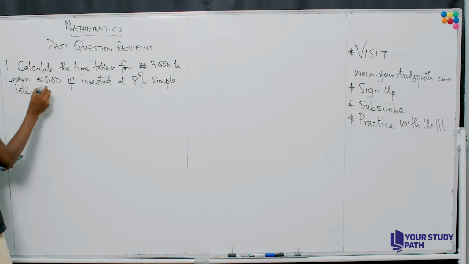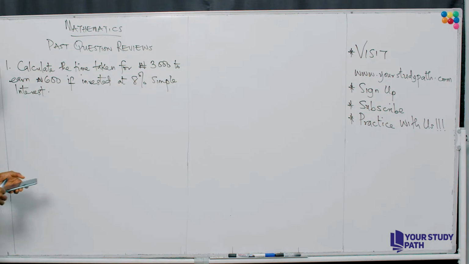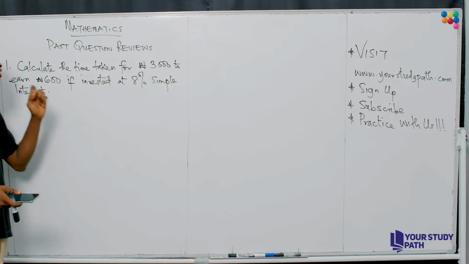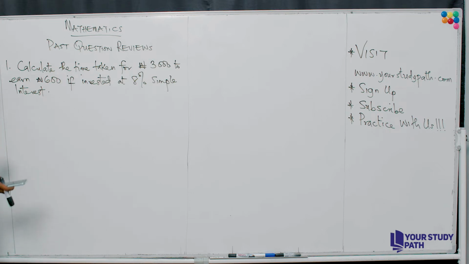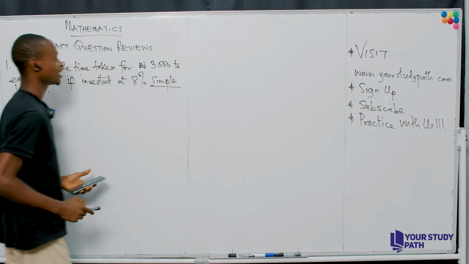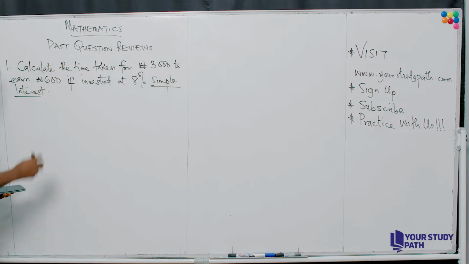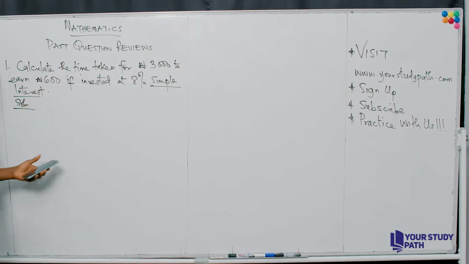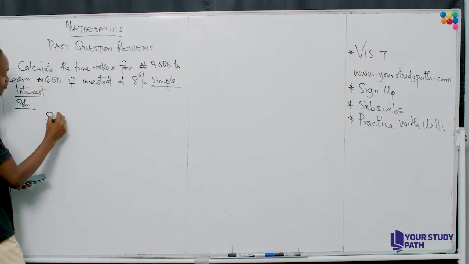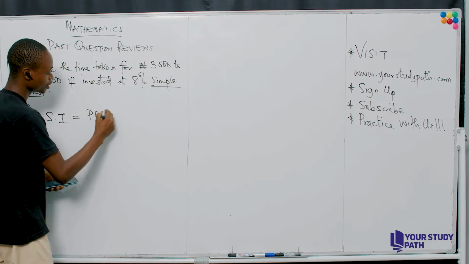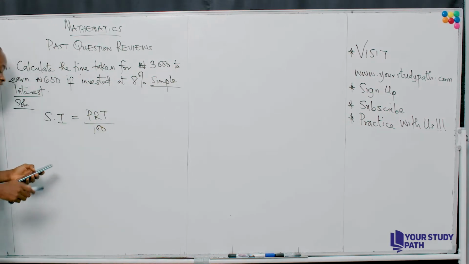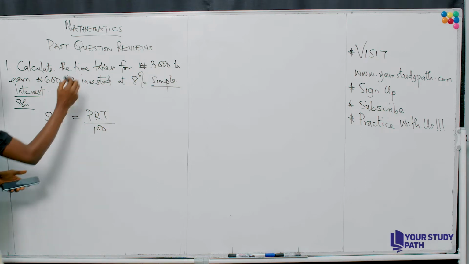Okay, so this is our question. Calculate the time taken for 3,000 naira to earn 600 naira if invested at 8% simple interest. Now, what exactly does this mean? We have to bring out the core concepts. Of course, nothing is much more important than the term that we are going into, simple interest. So it will help us to first and foremost start with the formula for simple interest, which is PRT over 100. Okay, we have this down. What are we calculating? The time taken.